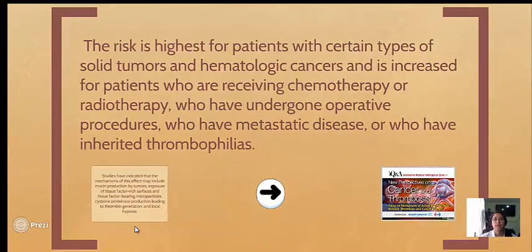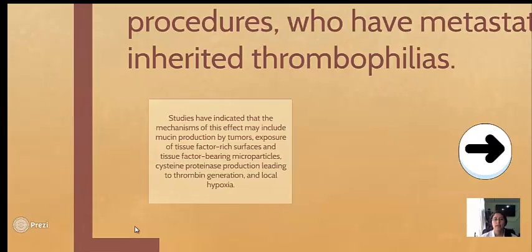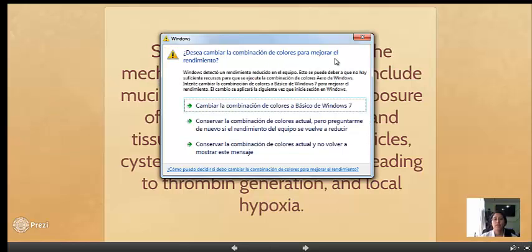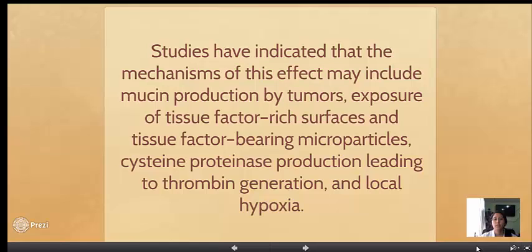The risk is highest for patients with certain types of solid tumors and hematologic cancers, and is increased for patients who are receiving chemotherapy or radiotherapy, who have undergone operative procedures, who have metastatic disease, or who have inherited thrombophilias. Studies have indicated that mechanisms of this effect may include mucin production by tumors, exposure of tissue factor-rich surface, and tissue factor-bearing microparticles, cysteine protease production leading to thrombin generation, and local hypoxia.